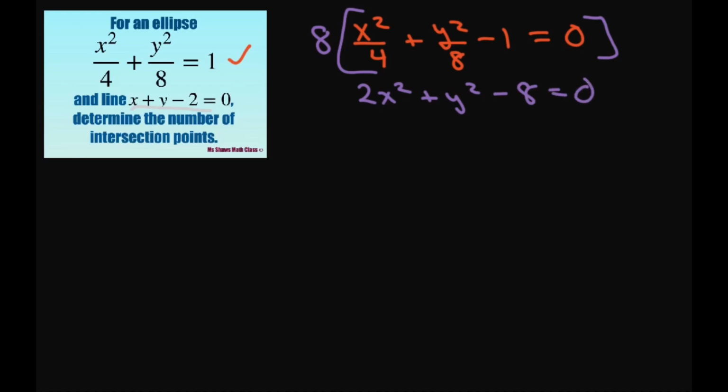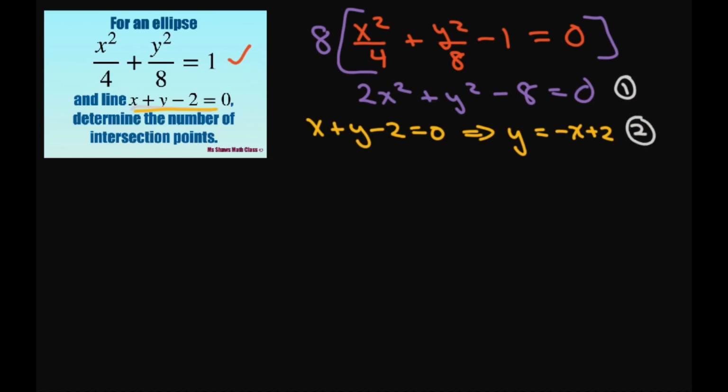Now let's go ahead for this one and solve for y. So we have x plus y minus 2 equals 0. And if you solve for y, we're going to get y equals negative x plus 2. So I'll call this equation 1 and this equation 2.